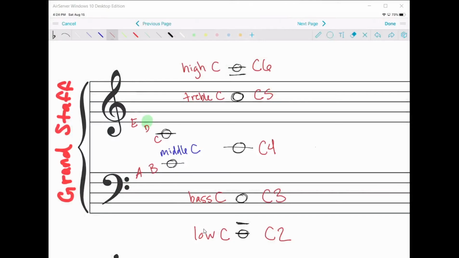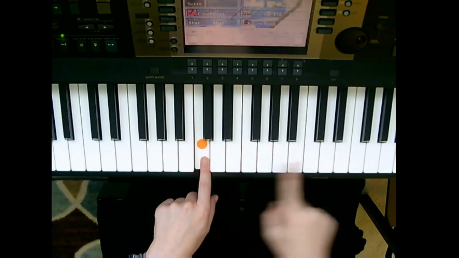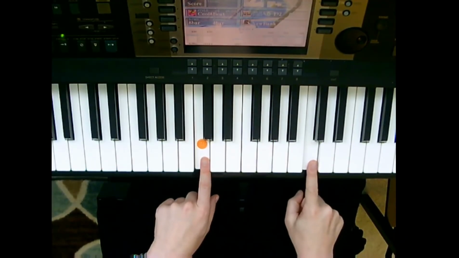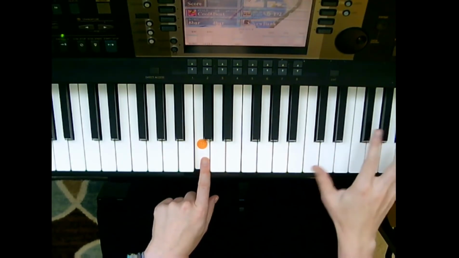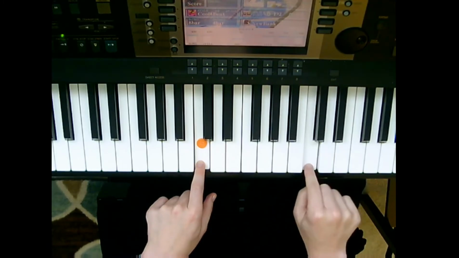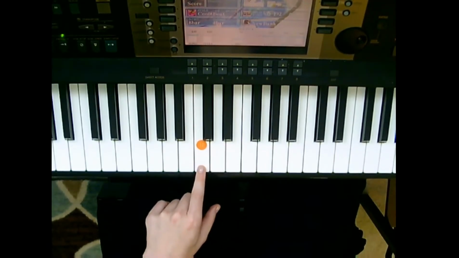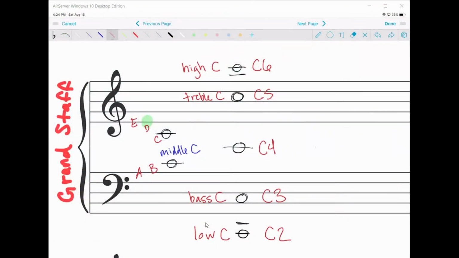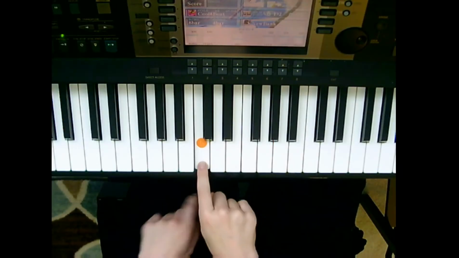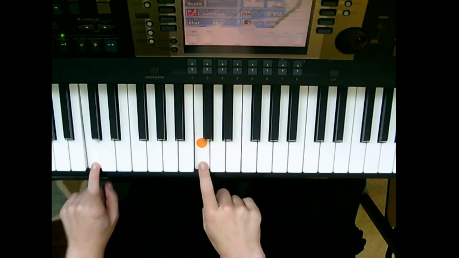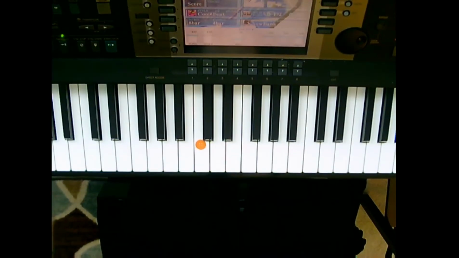our grand staff. Treble C would be here, one octave higher. High C would be an octave above that. So middle, treble, high. Okay, so those are the ones for the treble clef. And then bass C is going to go down. So here's middle C, bass C, low C. Okay, and you can see those are like mirror images.